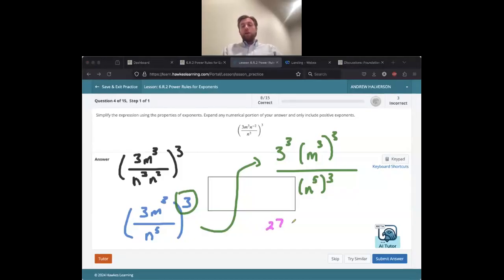3 to the third is 27. m to the third to the third, you multiply the 3's here. 3 times 3 is 9. So that gives us m to the ninth. And then n to the fifth to the third, you multiply the 5 and the 3 to get 15. And that's the answer. 27 m to the ninth over n to the 15th.